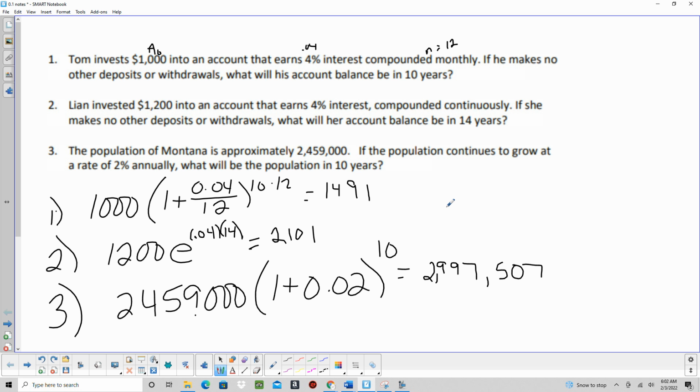On number 2, the keyword is compounded continuously. As soon as you see compounded continuously, you need to think Pert. You plug it in, calculator work. Number 3, again, that one's very straightforward. The rate is 2% annually per year.